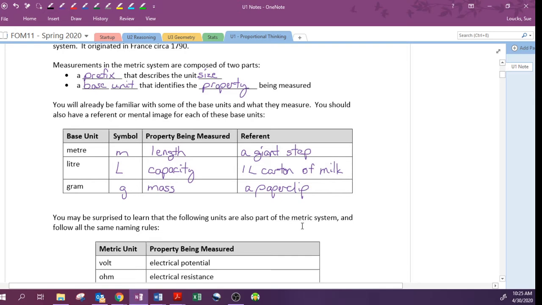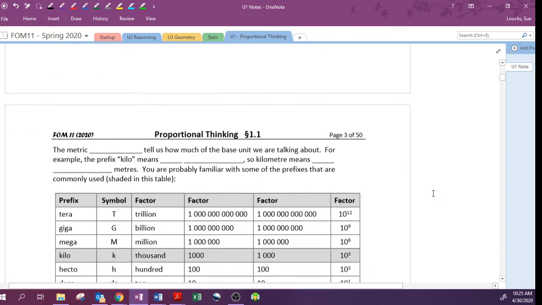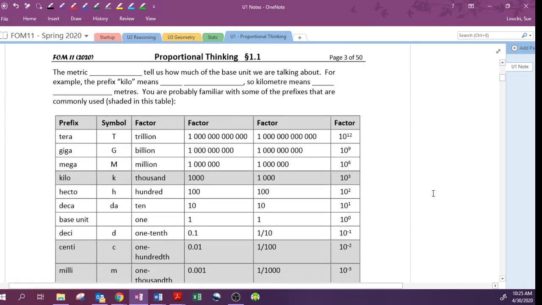Now you may be surprised that all of these things, the volt, ohm, Tesla, Coulomb, watt, Newton, joule, and Pascal, are also part of the metric system. And they all follow the same naming rules. So once you understand how the metric system works with its prefix and base unit, you can use that knowledge to do conversions with any of these units. We're not going to do that in this course, but the metric system is just so much more efficient than the imperial system, or what they call the customary system of units in the United States. It just makes so much more sense once you understand it, okay?